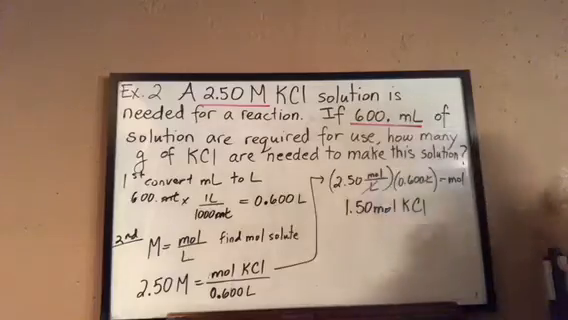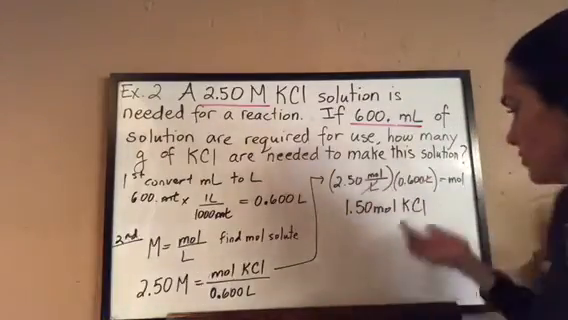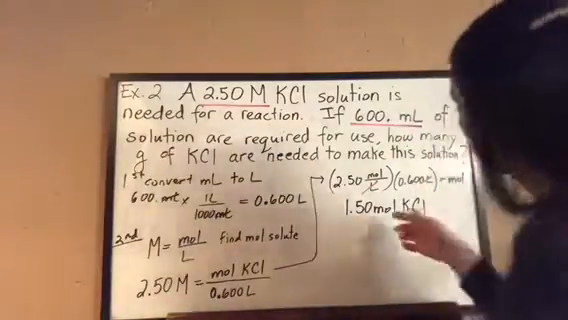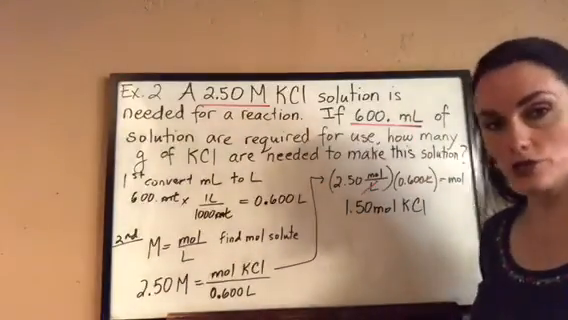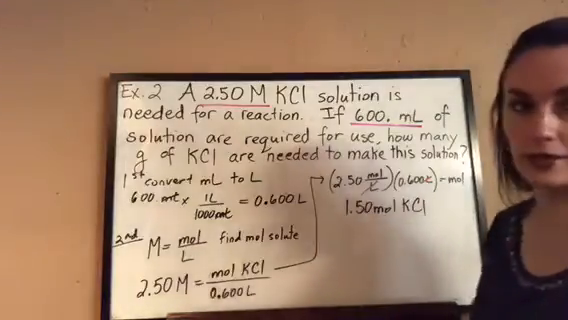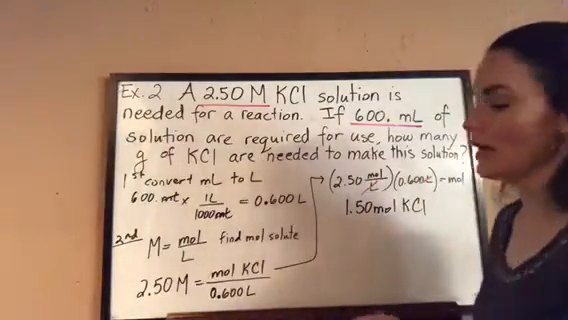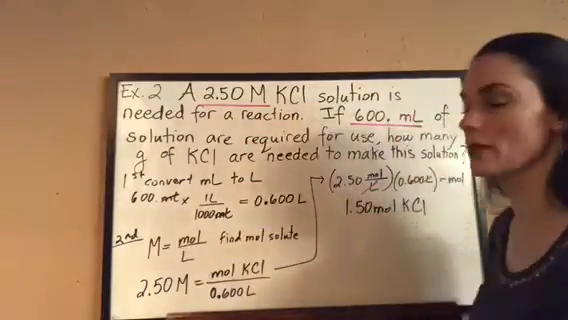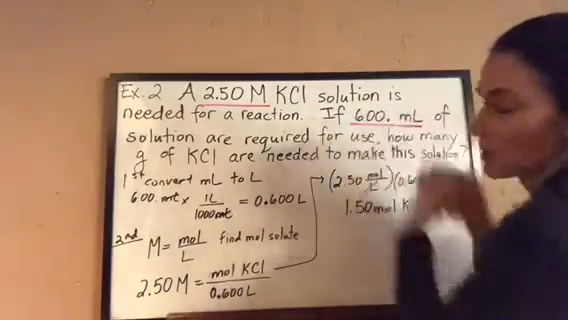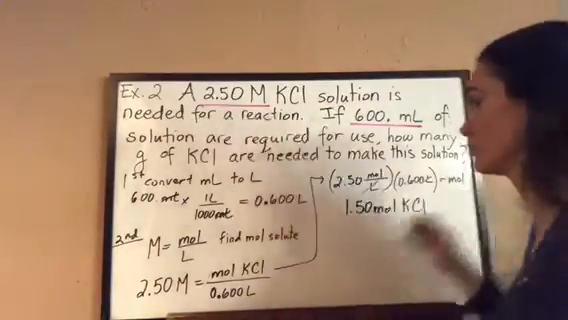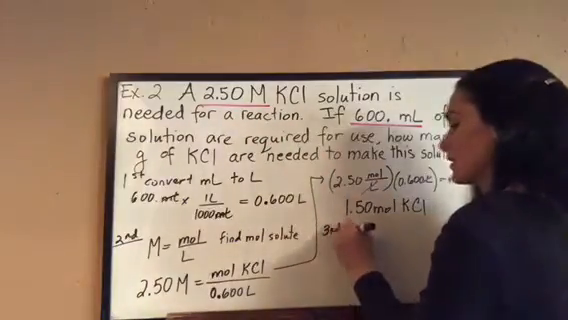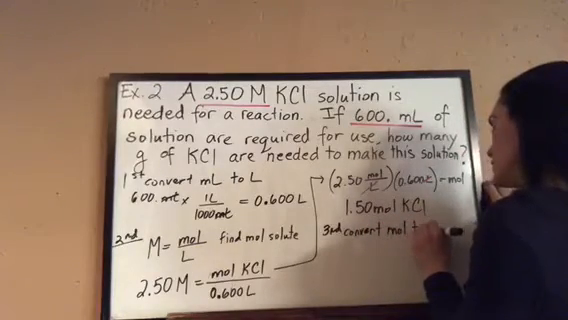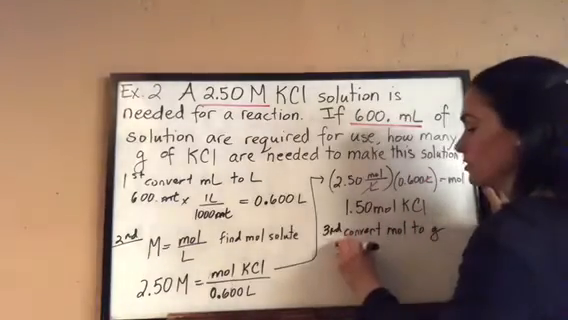But you're making a solution. You don't have a balance that has units of moles. You have a balance with units of grams. So now you need to convert the moles into grams using molar mass, so you can take that balance with the weigh boat, tare out the weigh boat, and measure out the amount of potassium chloride you need to make 600 milliliters of this solution with that concentration. So our last step in the calculation would be to convert the moles to grams using molar mass.